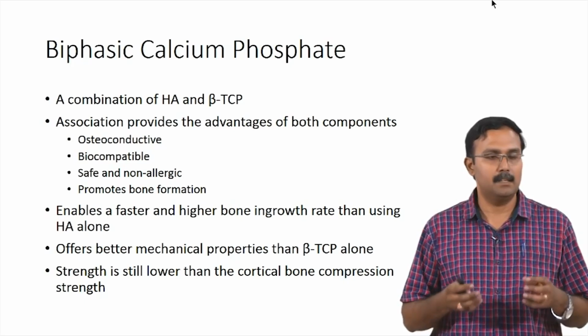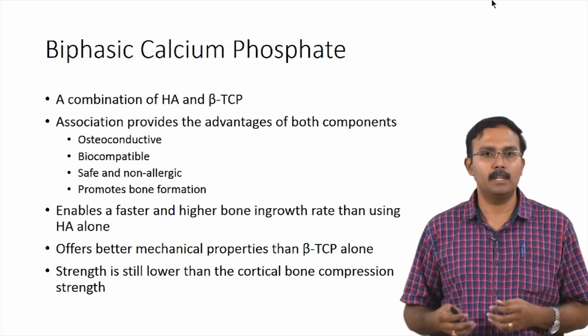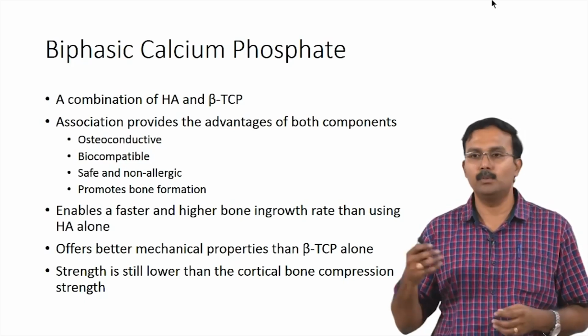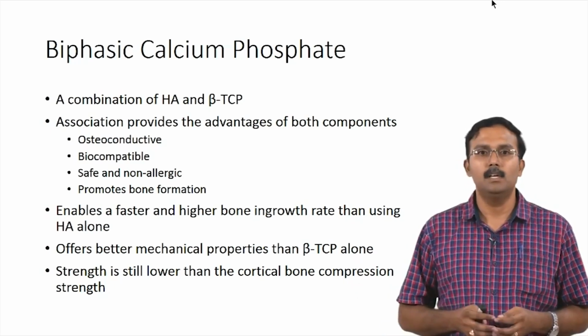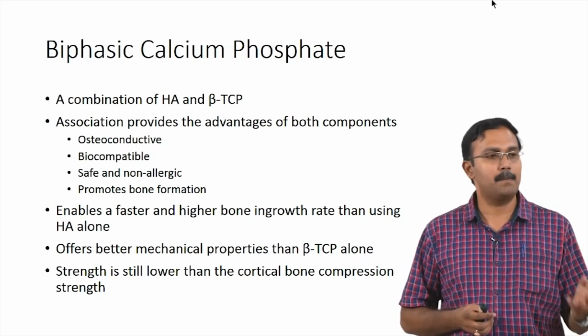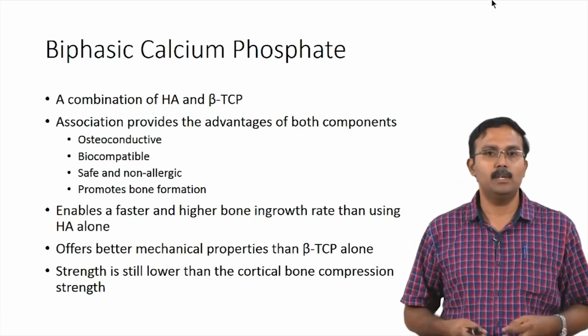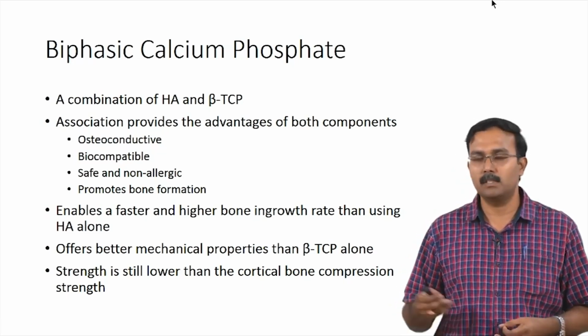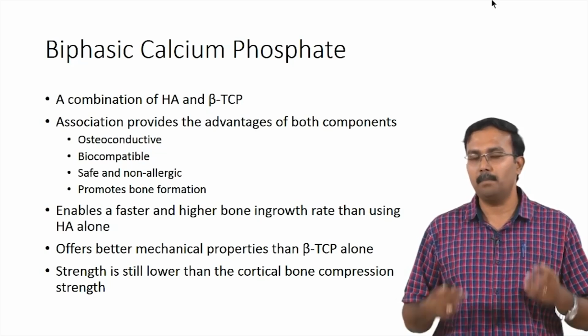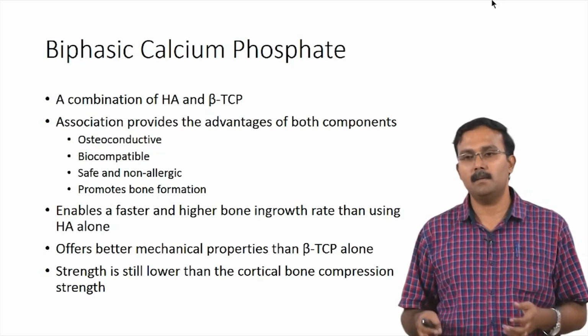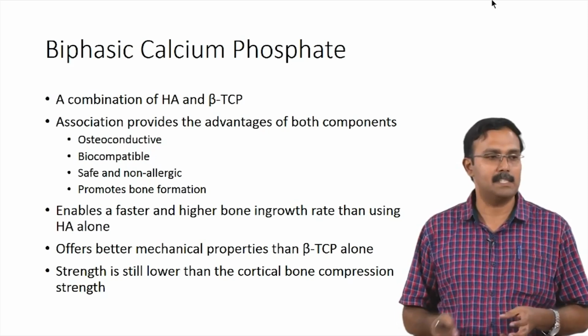It enables a faster and higher bone ingrowth rate compared to hydroxyapatite alone. It offers better mechanical properties than beta tricalcium phosphate alone. However, the strength is still lower than the cortical bone's compression strength. So, optimizing this to get desirable mechanical properties is always a challenge.